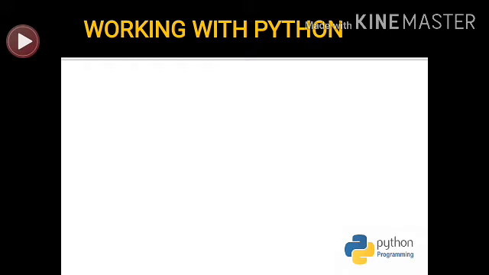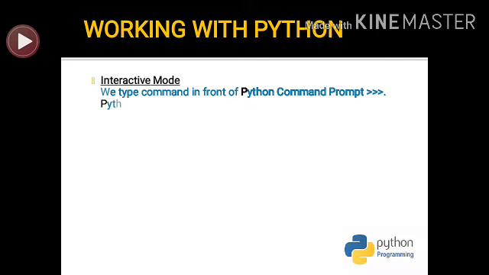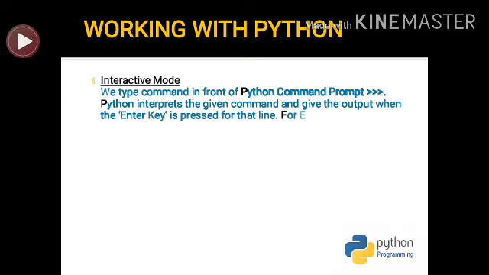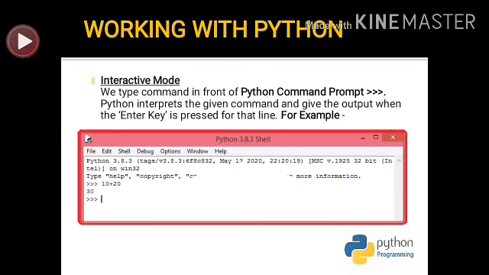In Python, we have two modes, interactive mode and script mode, from where we can start writing our program. Let us see interactive mode. We type a command in front of the Python command prompt. Python interprets the given command and gives output when the enter key is pressed for that line. For example, here, after typing 10 plus 20, we pressed enter in order to get output.